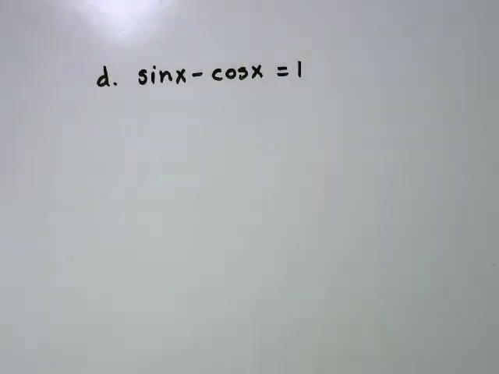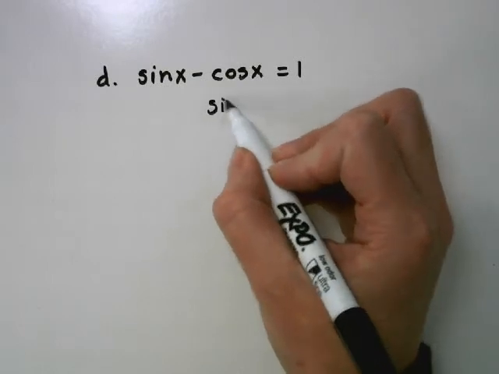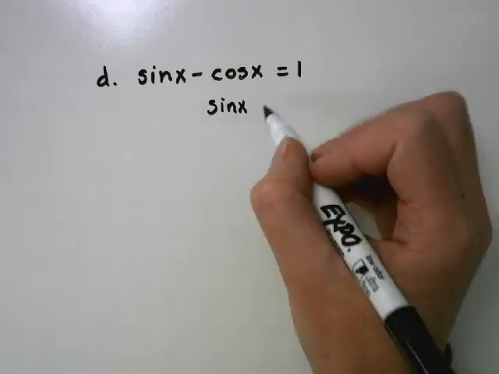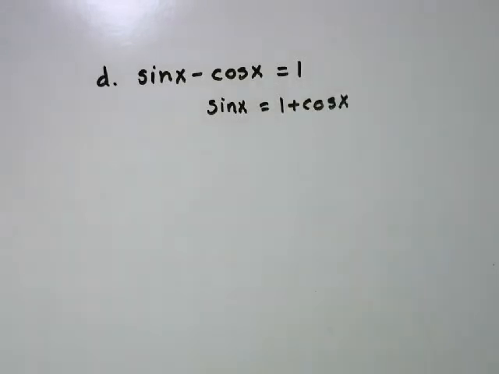Okay, so sine x minus cosine x equals 1. I'm going to start this problem by adding the cosine over. But then we're kind of stuck. Now you could go through and just try to figure this out analytically, just kind of trial and error.